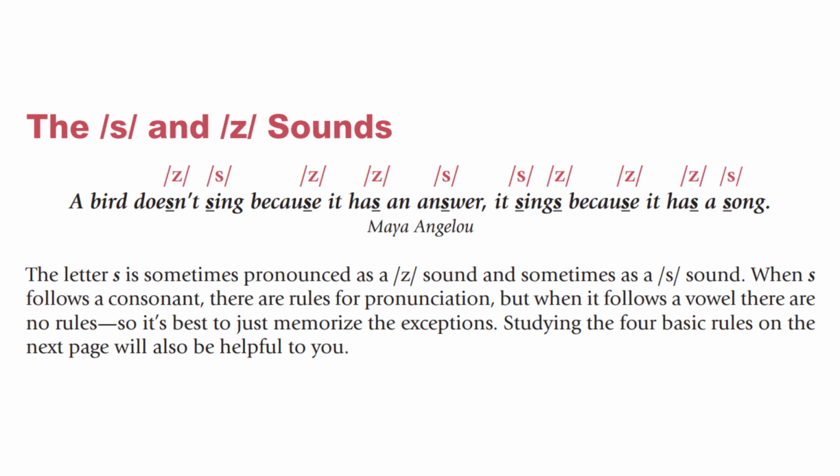S and Z. The letter S is sometimes pronounced as a Z sound and sometimes as an S sound. When the S follows a consonant, there are rules for how you pronounce it. But when it follows a vowel, there are no rules, so it's best to just memorize the exceptions.